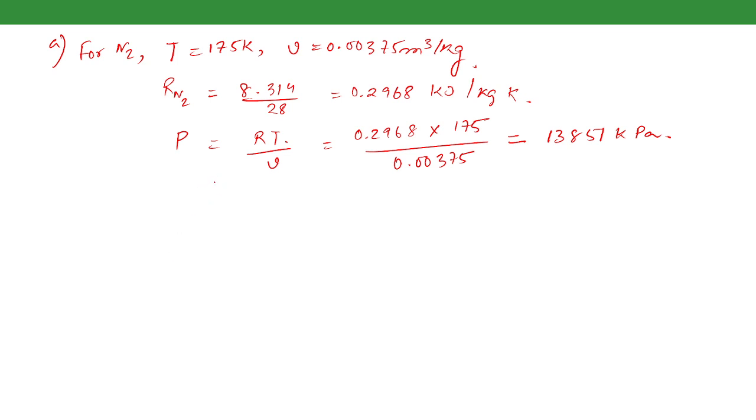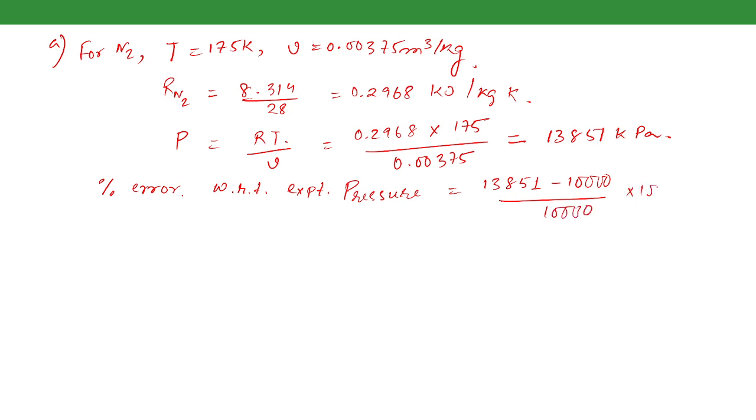Now the percentage error with respect to the experimental actual pressure is 13851 minus 10,000 by 10,000 into 100%. It gives us 38.5%. So there is significant error in the value of pressure using the ideal gas equation.